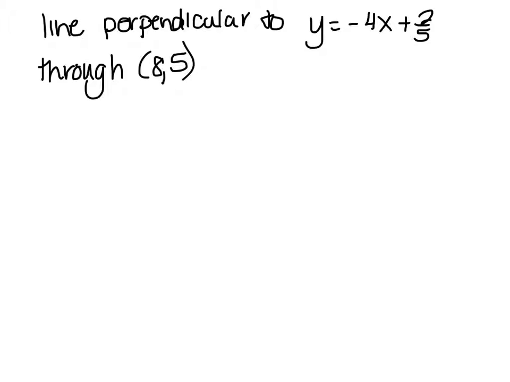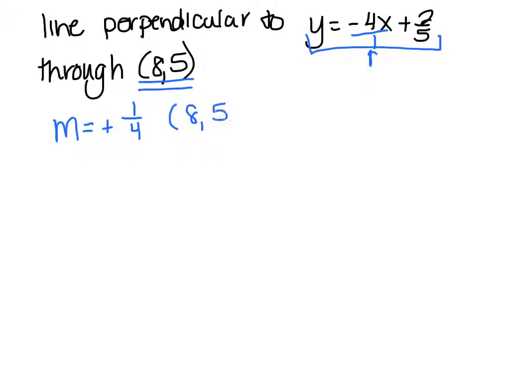I need a line that is perpendicular to this, but goes through that point. So the first thing I have to determine is, what is my new slope going to be? Let's make this a fraction. If I take the opposite, it's negative here, it now becomes positive here. Then I flip it, it becomes 1/4. So I really want slope 1/4 through this point.